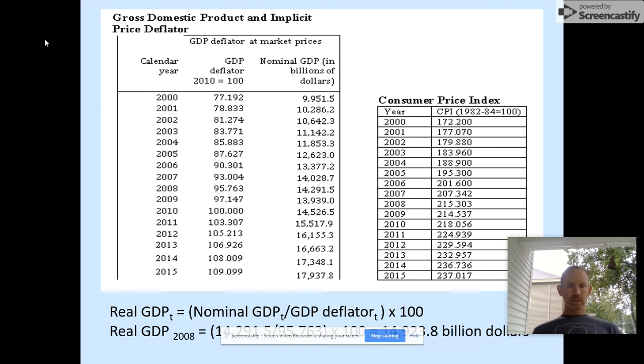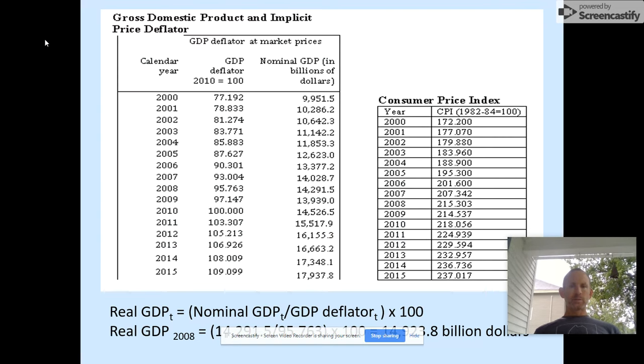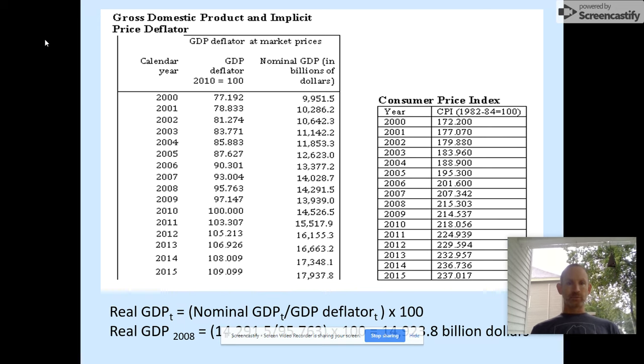Let's try it here. The tables here are actually in your exercises for Chapter 5. You'll be using these. The one on the left shows you a price index called the implicit price deflator, or most people call this the GDP deflator. The column on the right shows nominal GDP. Nominal GDP is not real GDP, it's just GDP in current year prices of each of those years.